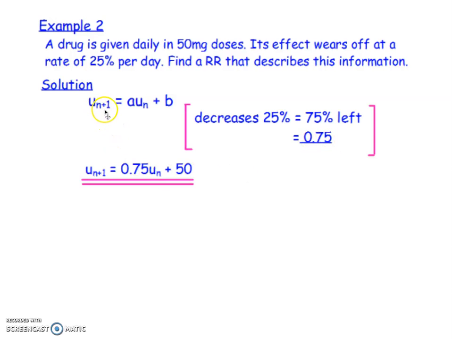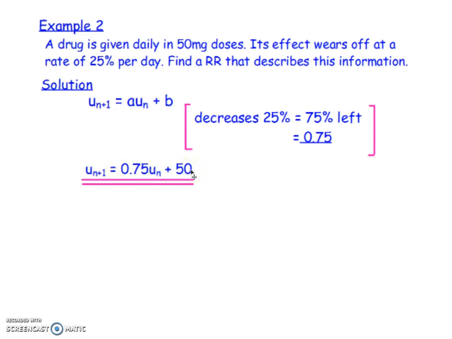So your next term, u_{n+1}, is going to be equal to 0.75 times your current term, which is u_n. Now let's see if there's been anything added on. And what you'll notice is in the first sentence it says a drug is given daily in 50 milligram doses. So you're always being given 50 milligrams of this drug each day. So that means we can add on 50 to the recurrence relation. So our final answer is going to be u_{n+1} = 0.75u_n + 50.